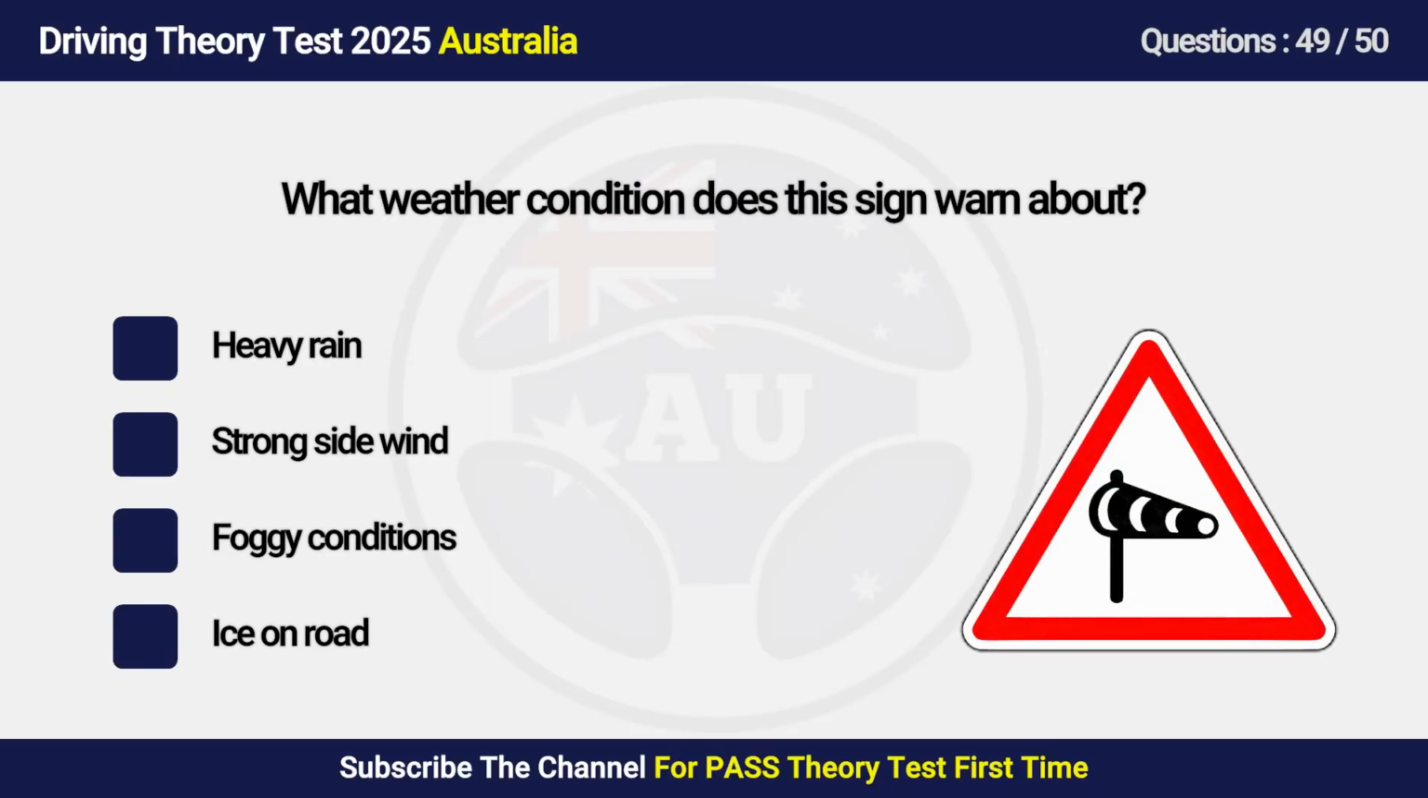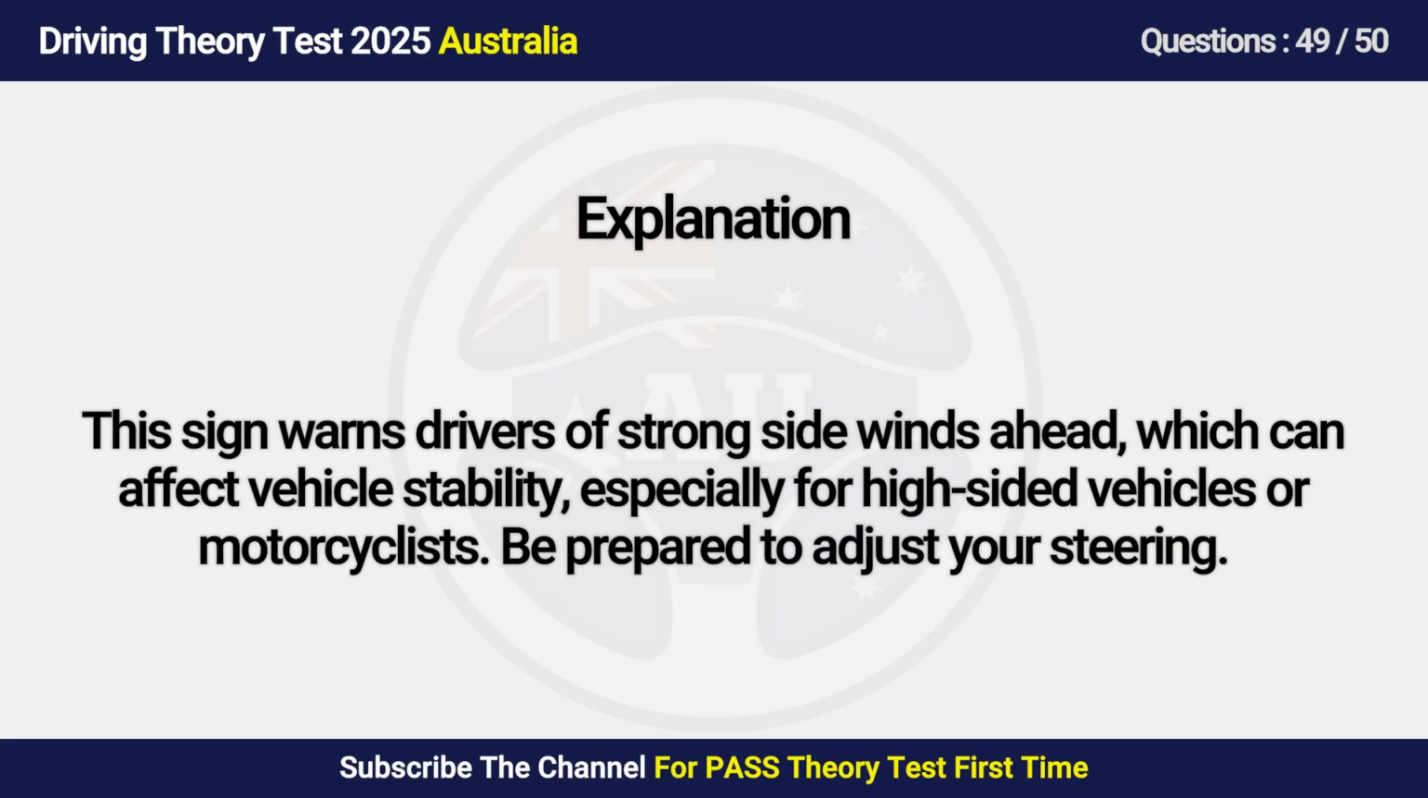Question 49. What weather condition does this sign warn about? A. Heavy rain. B. Strong side wind. C. Foggy conditions. D. Ice on road. Answer is B. Strong side wind. This sign warns drivers of strong side winds ahead, which can affect vehicle stability, especially for high-sided vehicles or motorcyclists. Be prepared to adjust your steering.